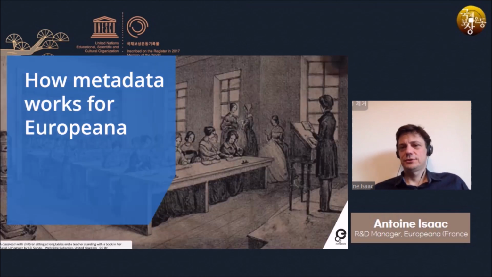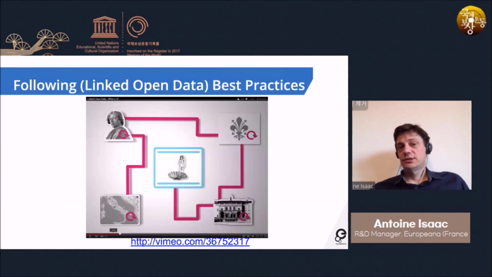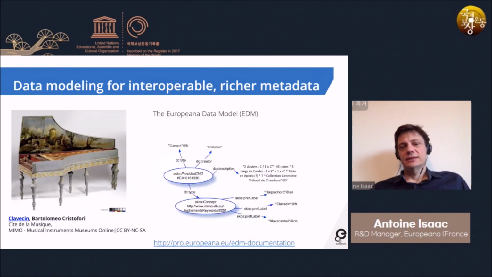Now, this is the big picture, so to say, but how does metadata work for Europeana? We try to follow linked open data best practices. We have a nice video which you can see for yourself after the workshop that explains why Europeana is interested in linked data. More concretely, linked data has been important for us as an inspiration for a number of parts of our infrastructure, the first of them being the data model.